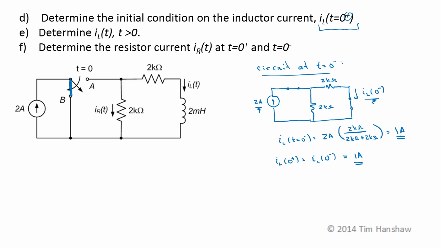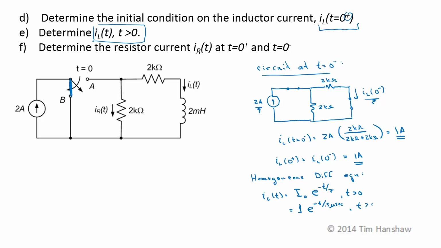Now we want to find the actual current through the inductor as a function of time for t greater than 0. We know that this is a homogeneous differential equation. So the form of the solution, I sub L of t, is going to be some initial condition times e to the minus t over tau for t greater than 0. So I0 is 1, e to the minus t over 0.5 microseconds for t greater than 0.